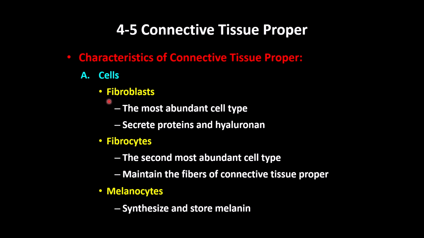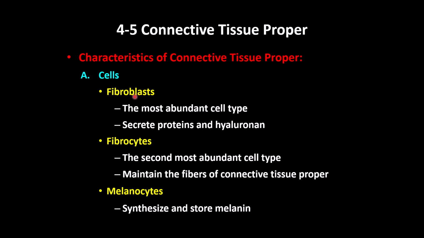The most common type of cells are the fibroblasts, and they produce different proteins, for example collagen, which I will talk about in a few minutes, and hyaluronan. If you remember, this is part of the intercellular fluid that absorbs water. So it is a glycosaminoglycan that absorbs water.